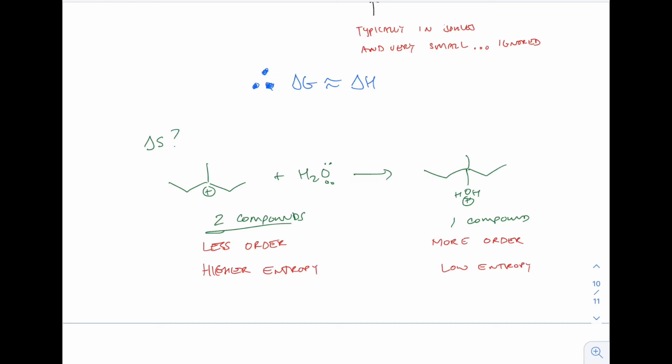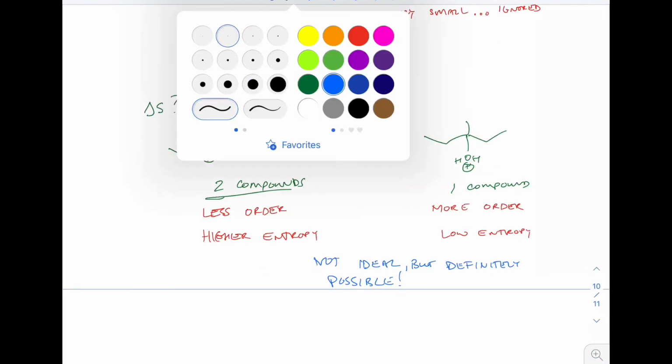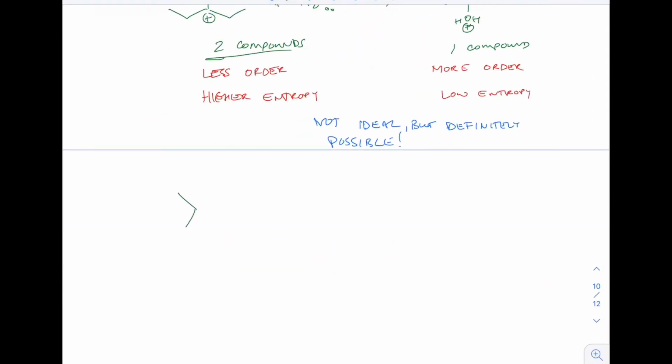Okay, again, what does this mean? Well, it just means that the reaction isn't necessarily entropically favored, okay? And in terms of entropy, it is not ideal to go to the right, but it definitely is possible. It just depends on the other conditions of the reaction, right? And we said delta H is mainly the deciding factor anyway. So let's take a look at this problem.